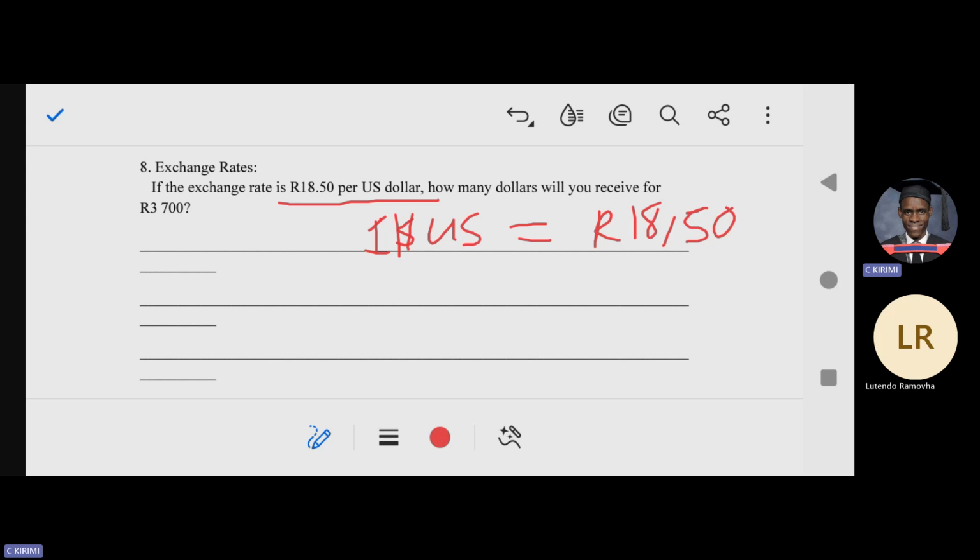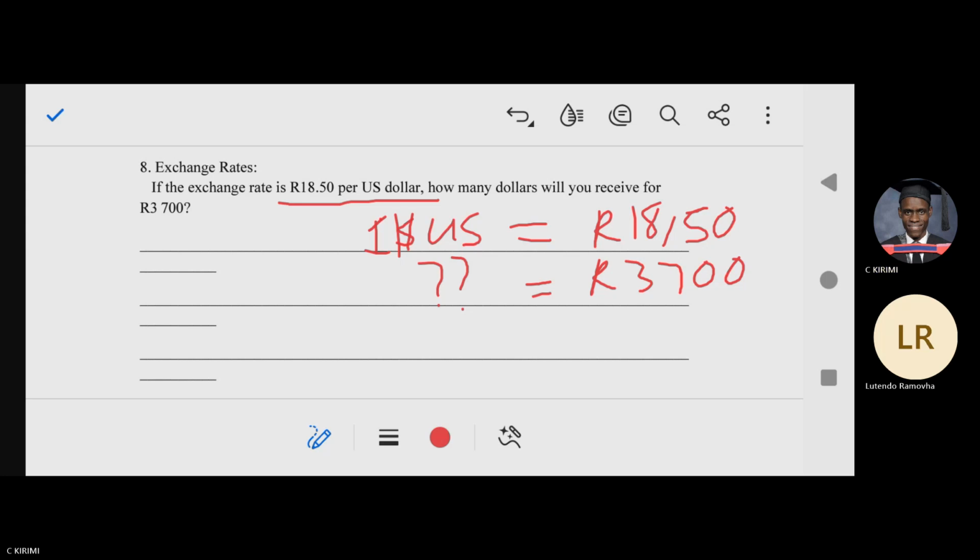So they are saying now, how many US dollars will you receive? Which means how many is this person going to get? If you have given 3,700 rands, we want to know how many US dollars this person is going to exchange with the 3,700. It's just an exchange rate.